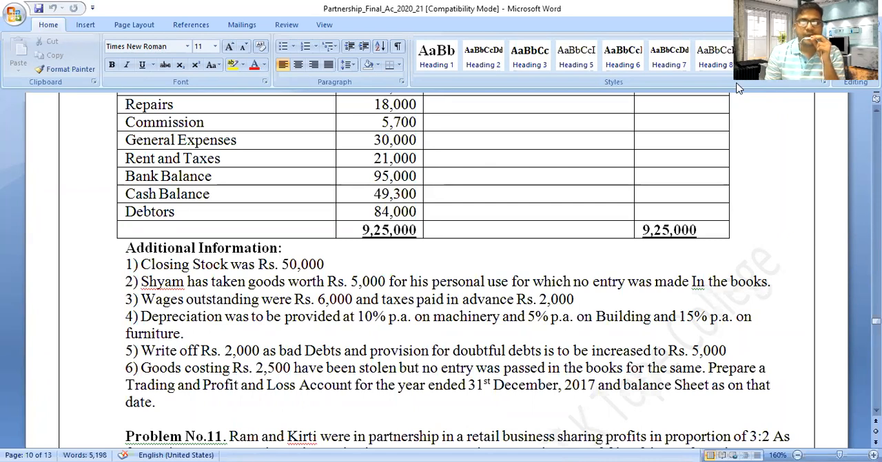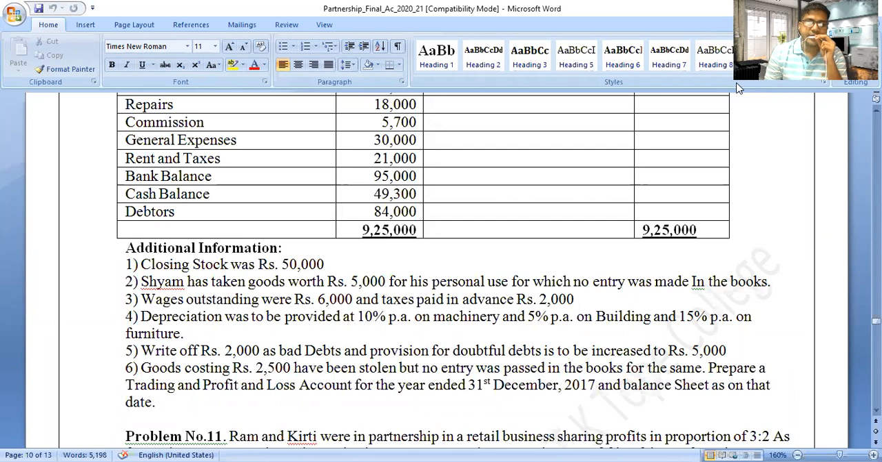Depreciation was to be provided at 10% per annum on machinery, 5% per annum on building and 15% per annum on furniture. Write off rupees 2,000 as bad debts and provision for doubtful debts is to be increased to rupees 5,000. Goods costing rupees 2,500 have been stolen, but no entry was passed in the books for the same.